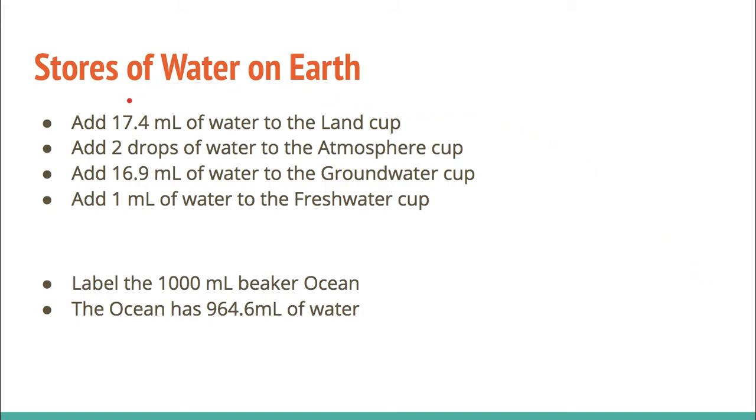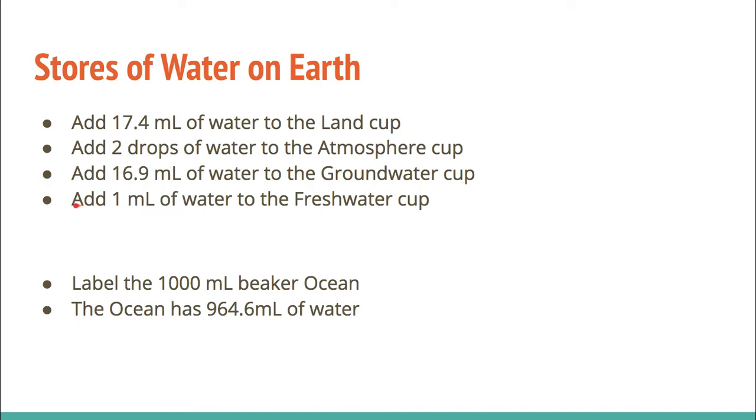In the cup labeled land, you're going to add 17.4 milliliters of water. So again, pour water out of the 1,000 milliliter beaker into the 5th beaker. Then carefully, using your graduated cylinder, measure 17.4 milliliters. Then pour that water from the graduated cylinder into the land cup. You're going to do the same steps for the atmosphere, groundwater, and freshwater cups.